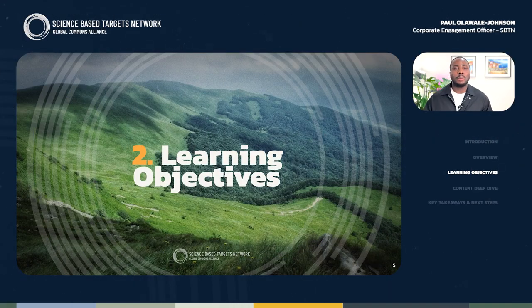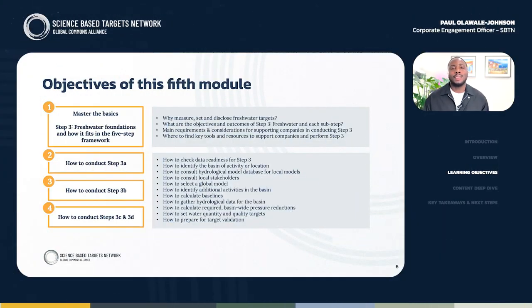Now, let's walk through the objectives and key contents for this module, Step 3, Freshwater. You might notice that some parts of this session sound a bit scripted, and that's because it is. It's very important to us at SBTN to communicate this guidance effectively and accurately, both for us at SBTN and for the companies and organizations that will be using this guidance. So if it sounds a bit structured, that's intentional.